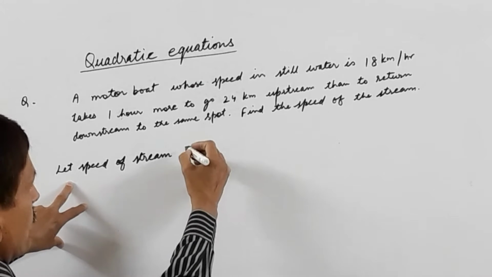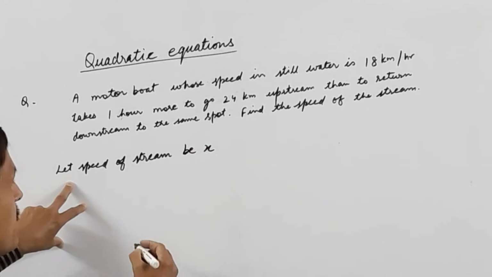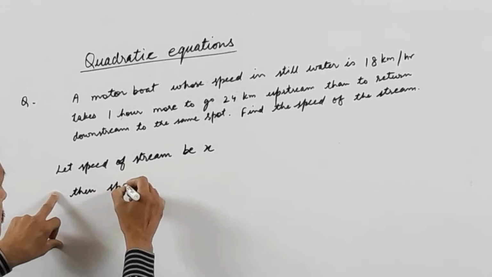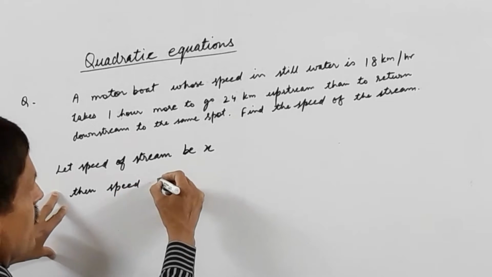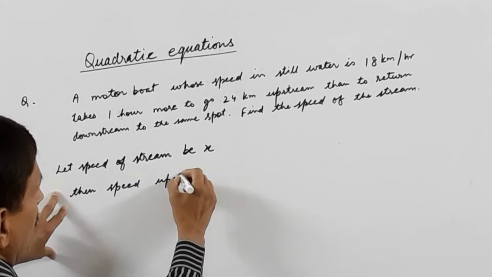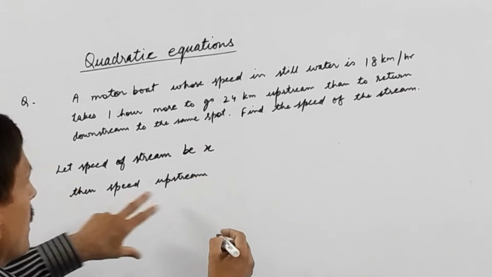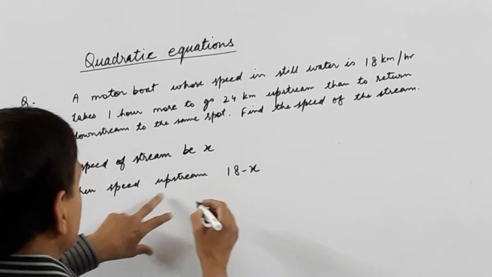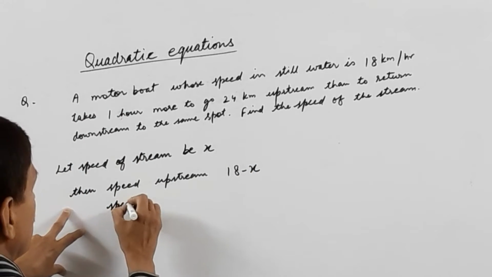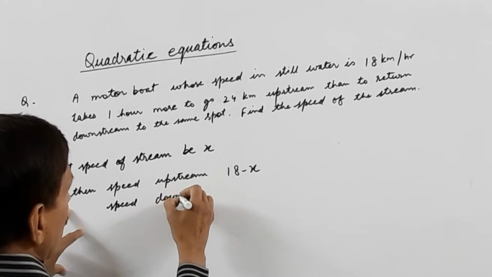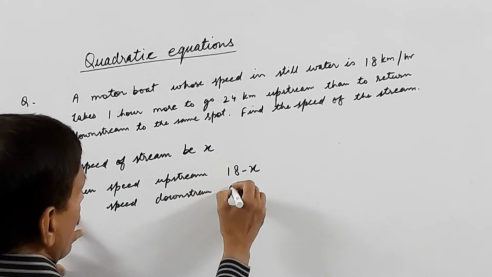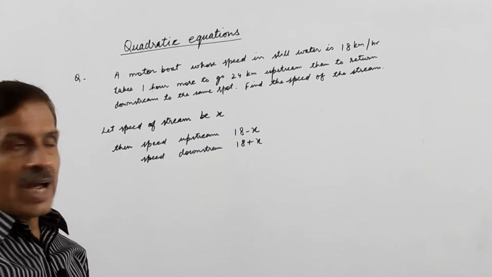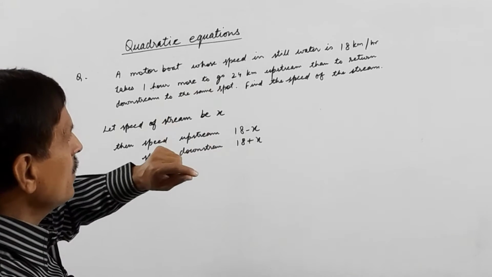Let the speed of the stream be x. Then the speed upstream is 18 minus x and the speed downstream is 18 plus x. We know time is equal to distance upon speed.